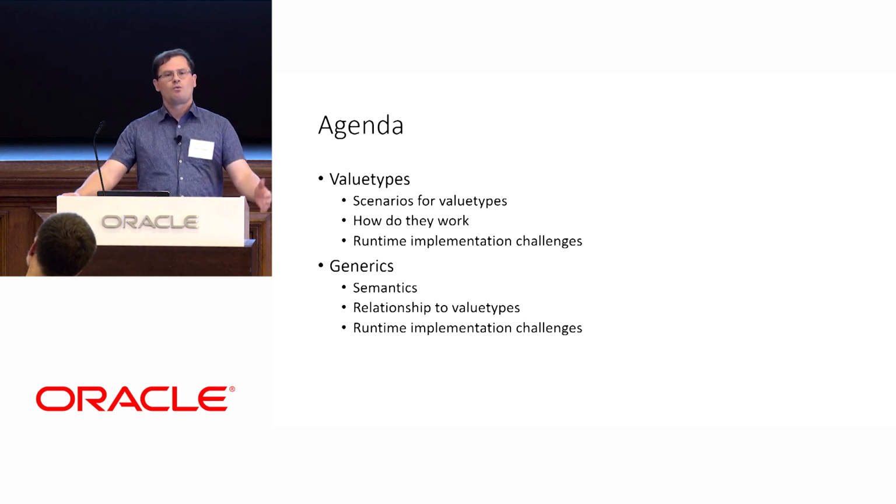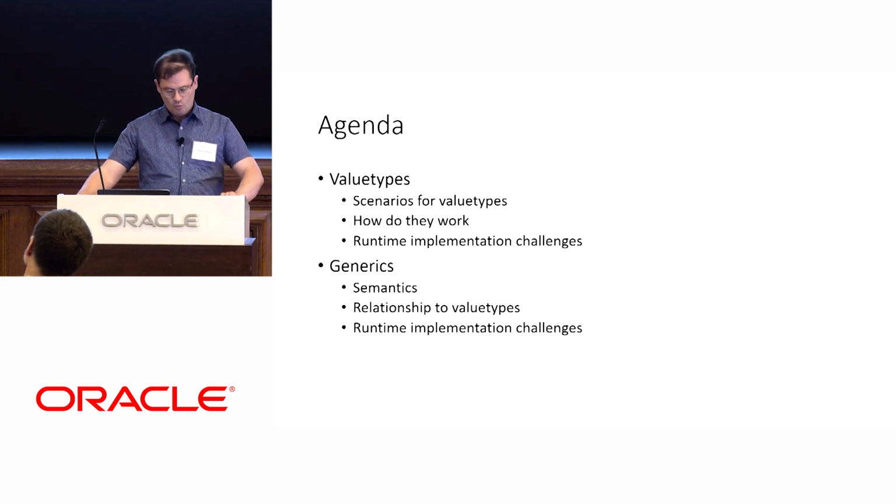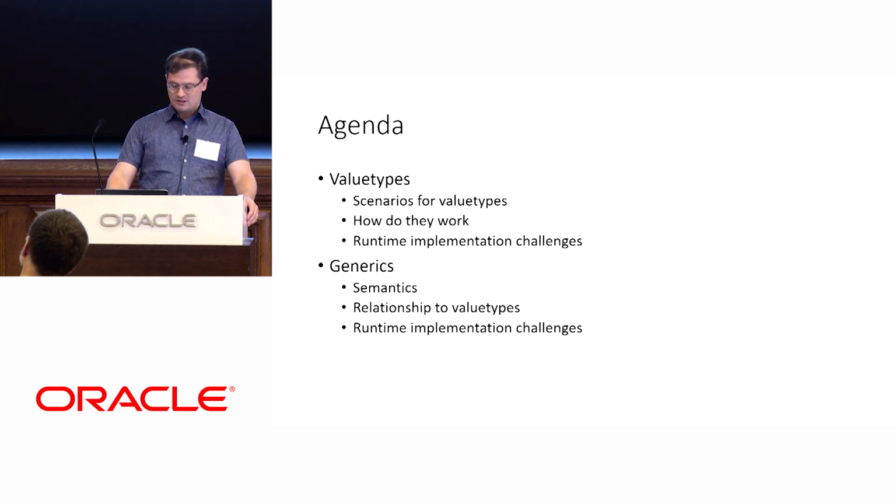And after that, we'll start talking about how generics and value types interact. There's a bunch of interesting semantics of how they can come together and how they work. And they come with their own large pile of runtime challenges. Those challenges combine with the challenges of value types to produce an even more interesting result.